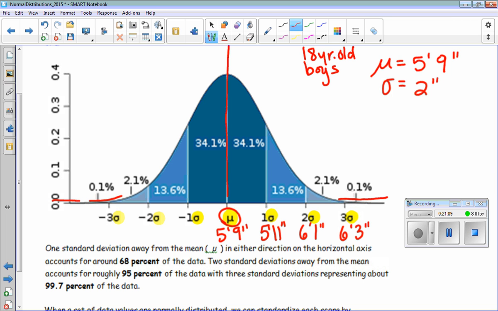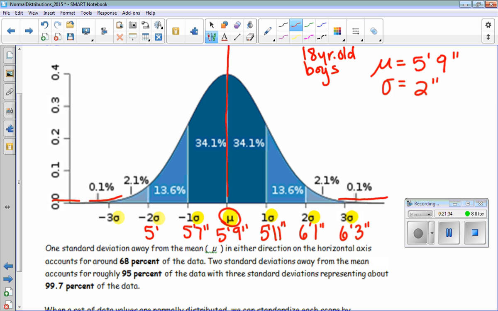So anything above 6'3" is pretty unusual. That makes sense, don't you think? Still can happen. Remember, the curve still continues on forever. But we're going to call that an unusual height. Let's go in the other direction, okay? If I'm going to subtract a standard deviation now, we're going to have 5'7".